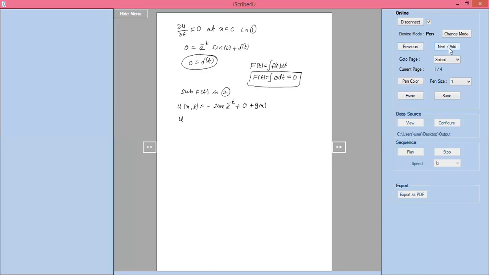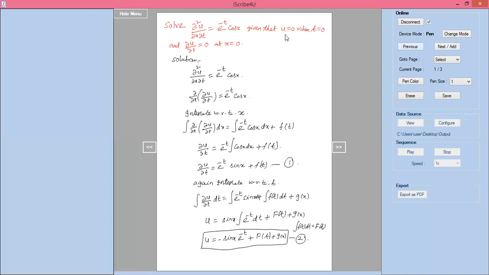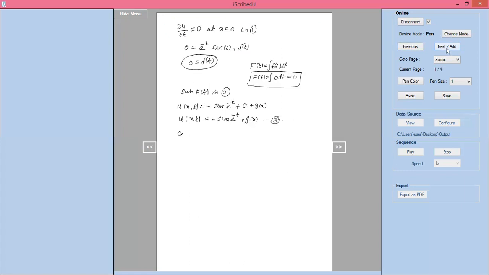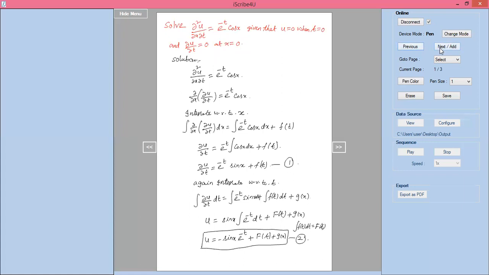Now you'll get u of x comma t equal to minus sin x into e power minus t plus g of x, which is equation number 3. Now, in here, you can substitute u equal to 0 when t equal to 0, and you will get another condition. U equal to 0, t equal to 0 condition I can use in equation 3.